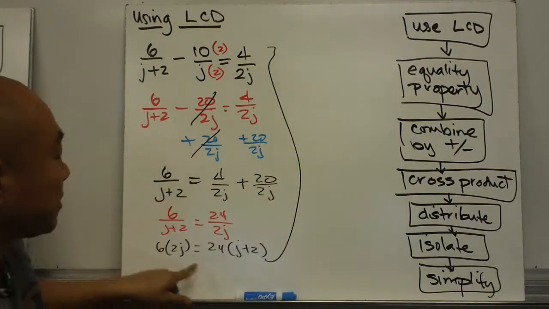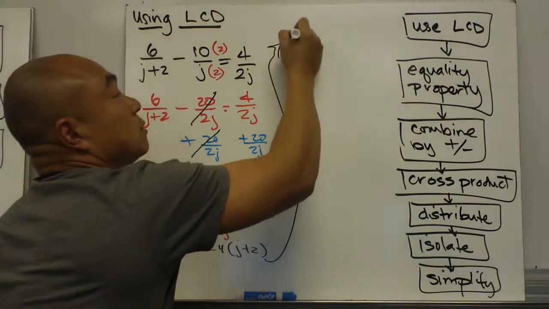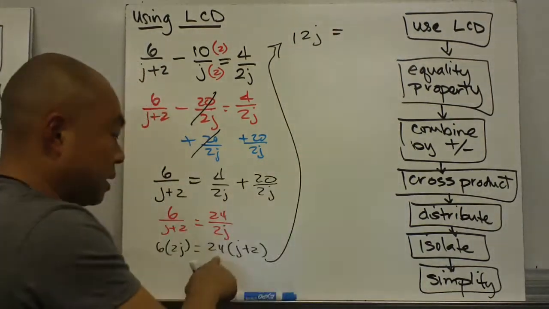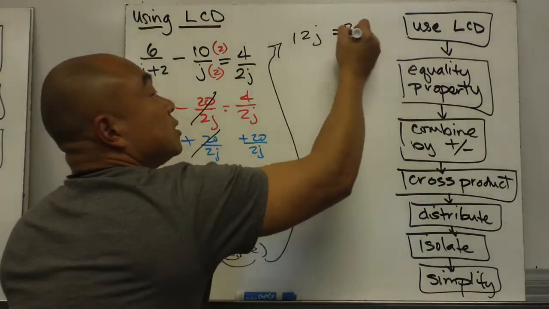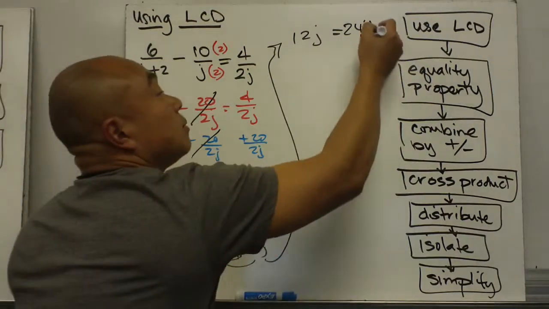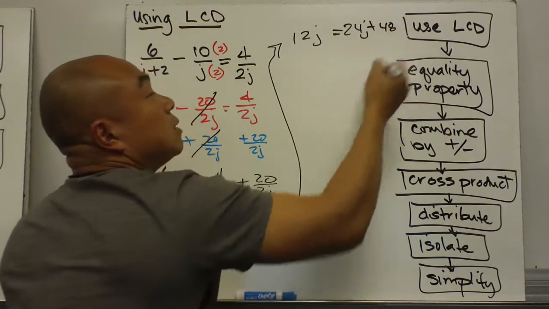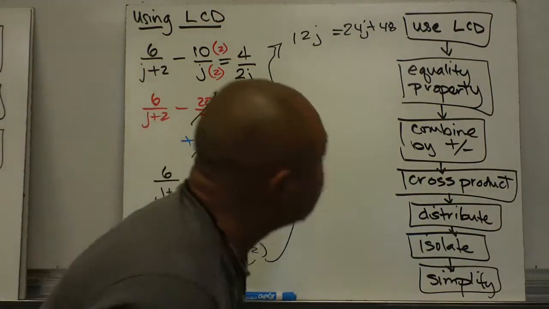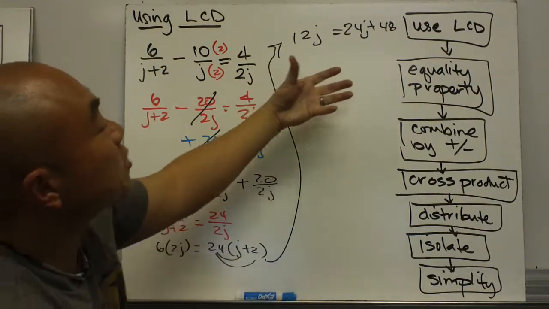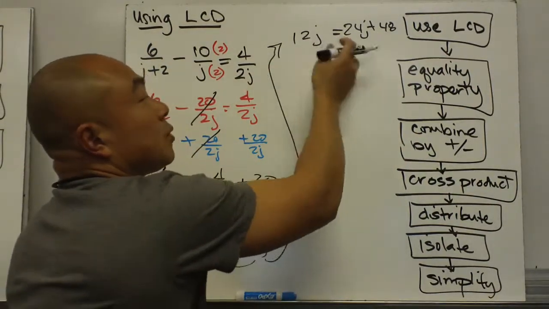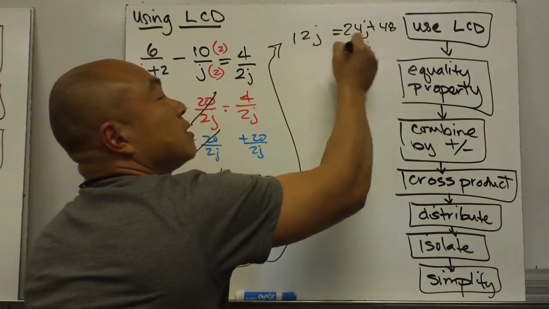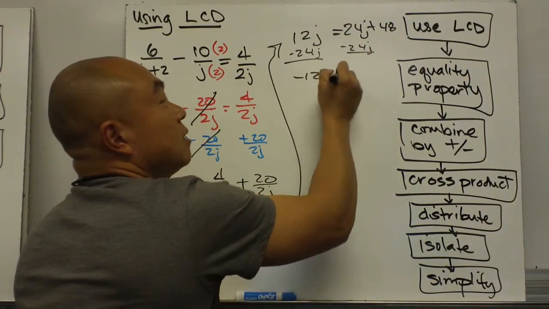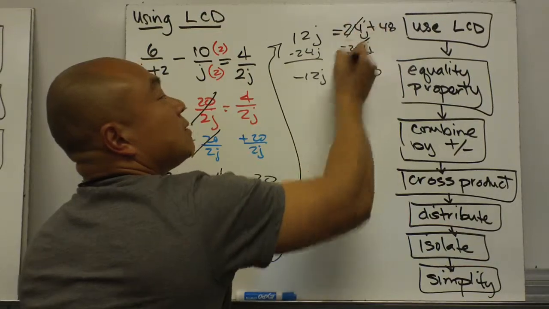All right, and I'm going to continue up here. So here I've done the cross products and I'm going to distribute. So I now have 12j, which is from 6 times 2j right here, is equal to, I'm going to distribute 24 into that j plus 2. So it'll be 24j and then plus 48. So now I have 12j is equal to 24j plus 48. So I'm going to continue on here to isolate that variable. Since I have j's on both sides, I want to make sure that I only have j on one side. So since this one is already on that side, I'm just going to subtract 24j from both. Subtracting both gives me negative 12j is equal to positive 48 because that and that goes away.